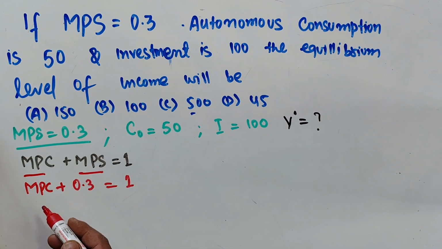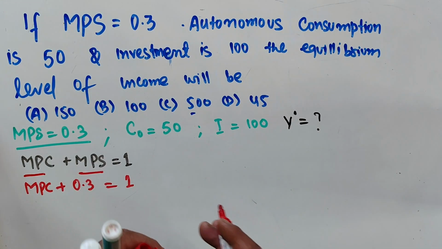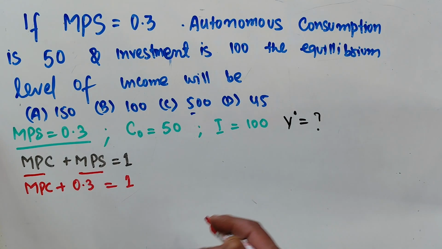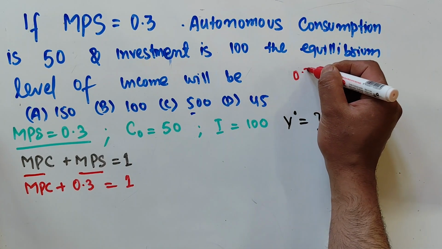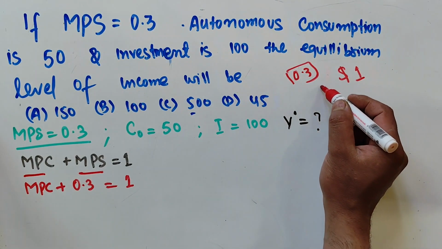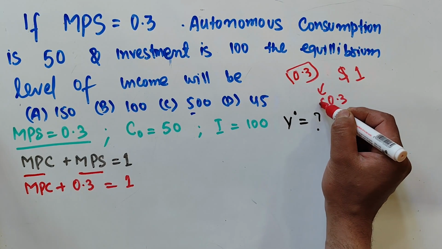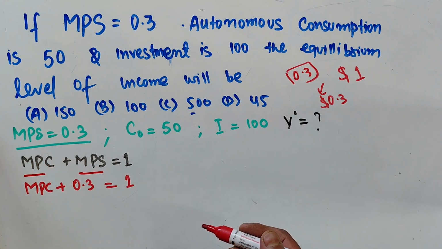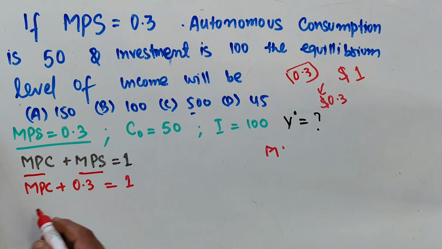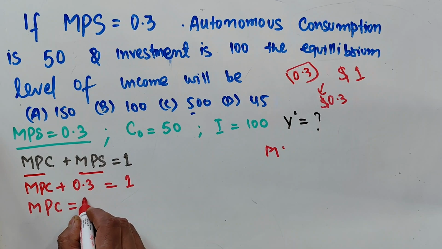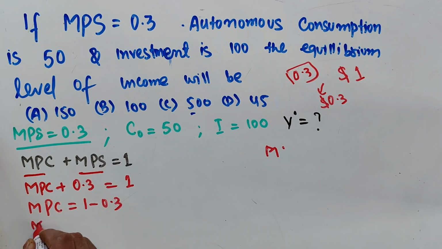By MPS, what we mean is it simply tells us how much savings we will do when our income increases by 1 unit. By 0.3 it means if our income increases by $1, our savings will increase by $0.3. Simple thing. And symmetrically, marginal propensity to consume tells us the same. Let's first calculate, then I will interpret it. Transposing this, it will get subtracted, 1 minus 0.3, so MPC is equal to 0.7 here.